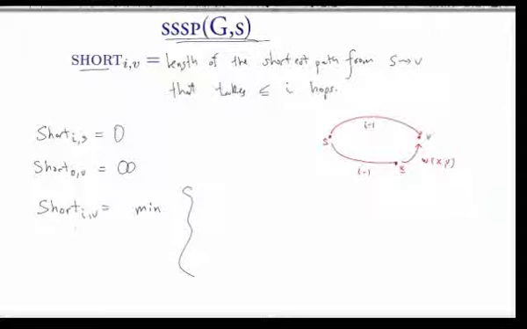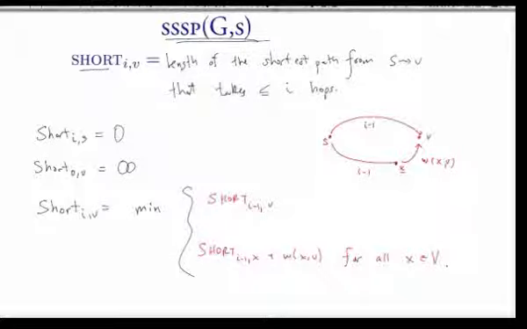The shortest path that takes at most i hops, it's either going to be the shortest path that takes i-1 hops and gets to v, or how would you reflect the length of the path that goes from s to x in i-1 hops and then goes from x to v in 1 hop? Exactly. Does this make sense? Was this intuitive?